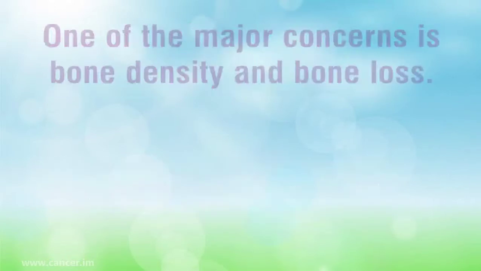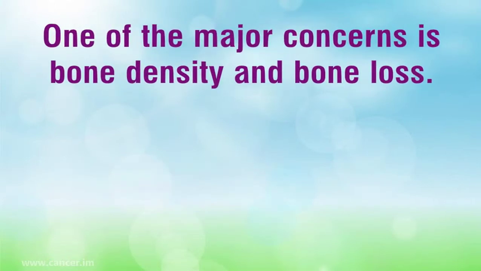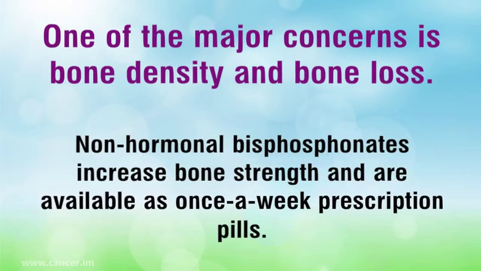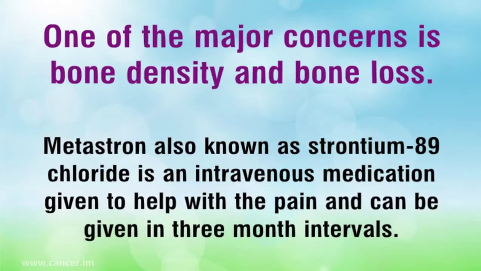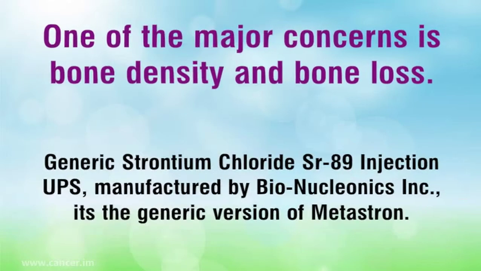Medication. One of the major concerns is bone density and bone loss. Non-hormonal bisphosphonates increase bone strength and are available as once-a-week prescription pills. Metastron, also known as strontium-89 chloride, is an intravenous medication given to help with the pain and can be given in 3-month intervals. There is also generic strontium chloride Sr89 injection USP, manufactured by Bionucleonics Incorporated. It's the generic version of Metastron.